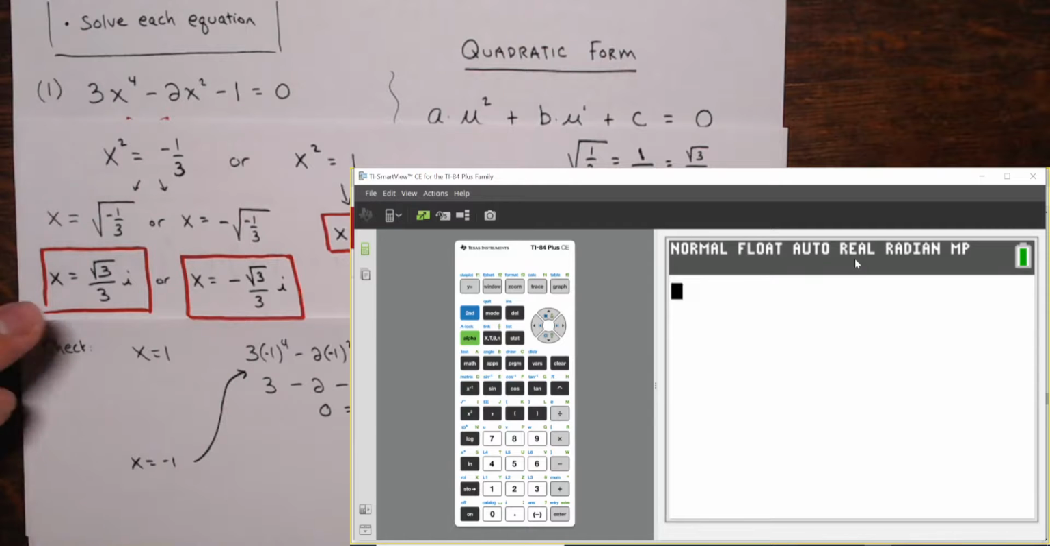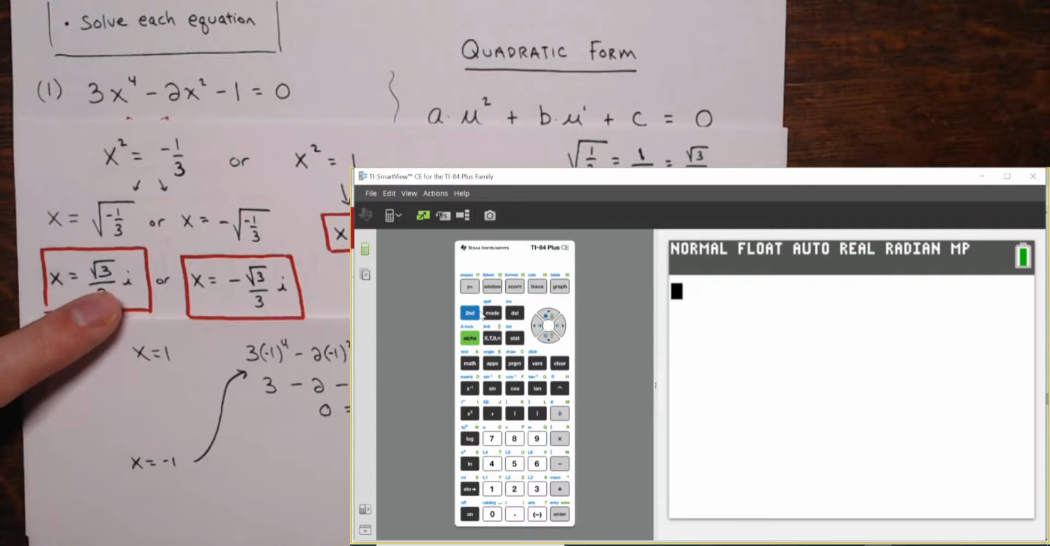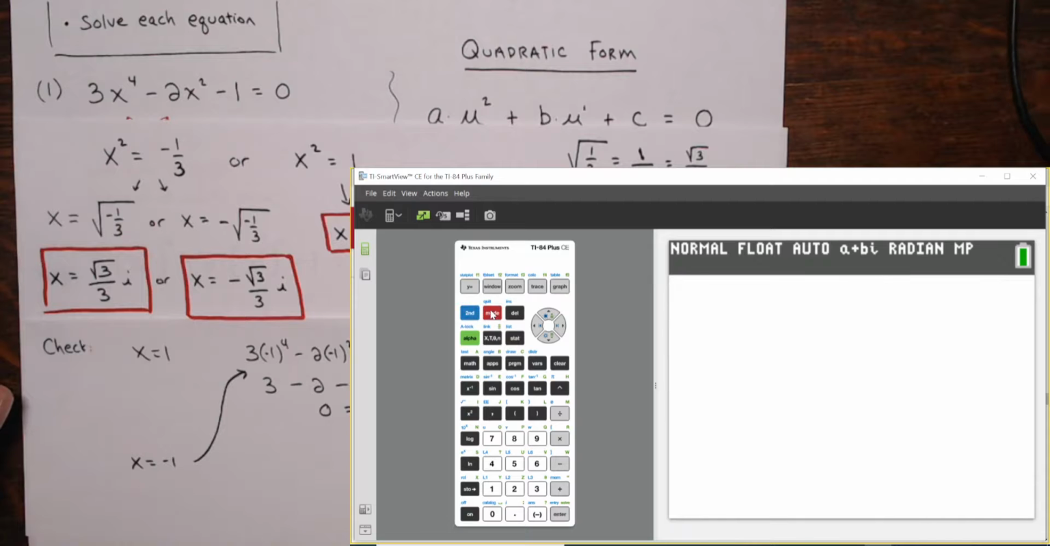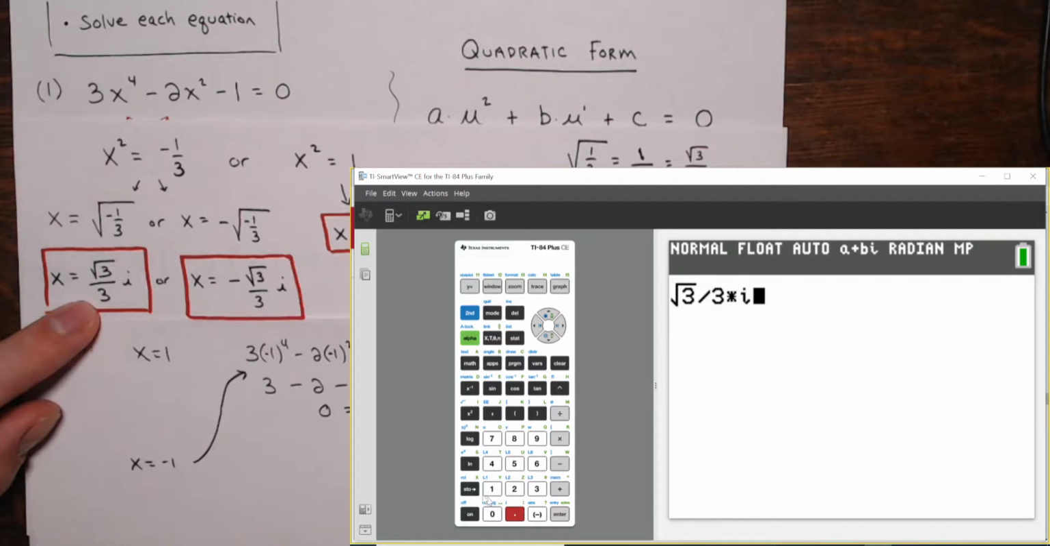And if you notice right now, I'm in real mode up top. If you want to work with the imaginary number i, I have to change the mode. So I've got to change this from real mode to complex mode, the a plus bi mode there. So that way I can actually use the imaginary number i. And let me show you what I'm going to do here. Let me take this solution here, and let's check it. So that was the square root of 3, then divided by 3, and then times i, which is above the decimal point. I'll enter that number that I'm checking, and then I'm going to store it. I hit the store button, store it as x.